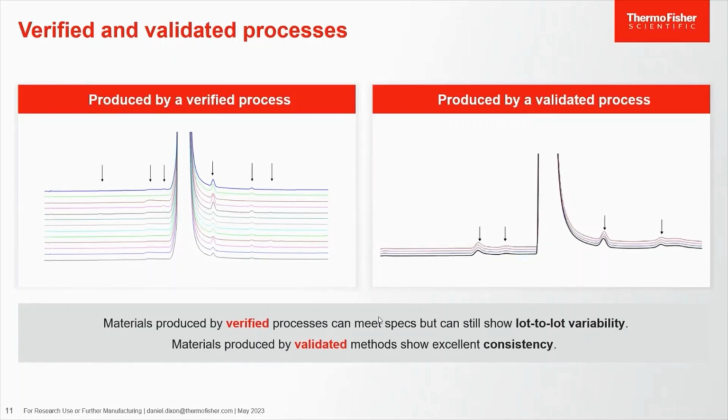In contrast, the product made with a validated process is very consistent from lot to lot and does not display the variability seen in the material made by a verified process. This makes it much easier and less risky to use material like this in your manufacturing process.